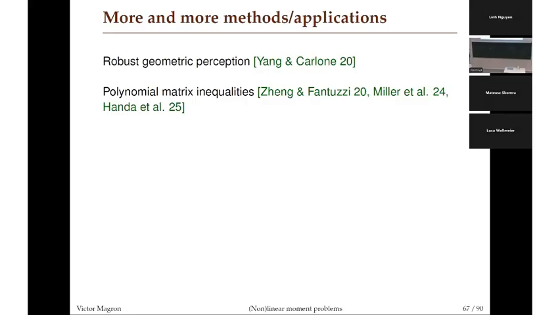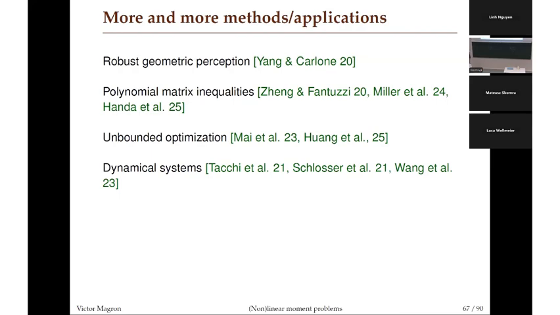Recently there has been a lot of activity on polynomial matrix inequalities. So far I only mentioned scalar polynomial problems, but part of the theory also works when, for instance, you want to minimize the eigenvalue of a matrix with polynomial entries. There has been some work for unbounded optimization. It's more on the theoretical side.